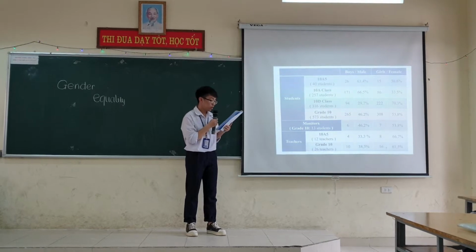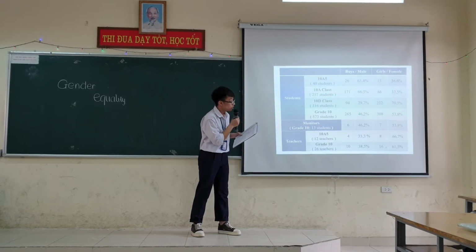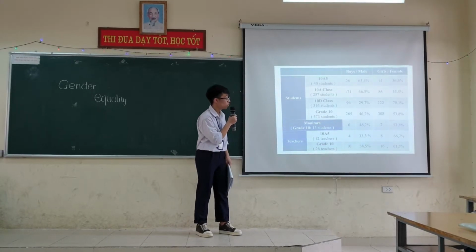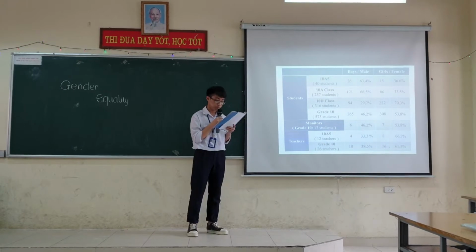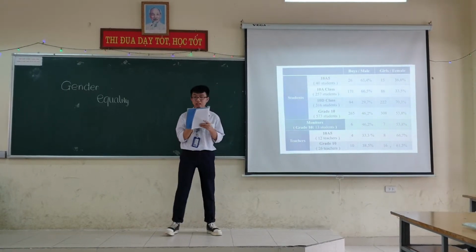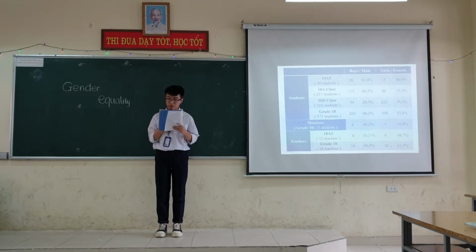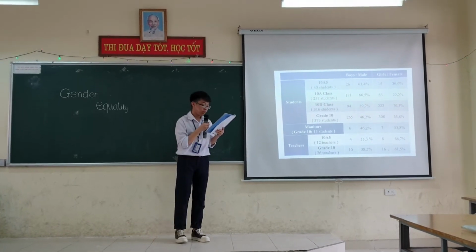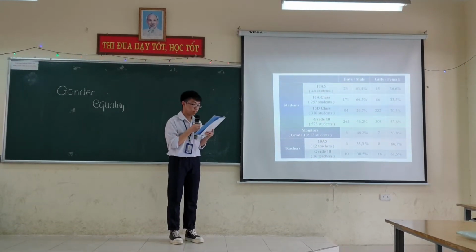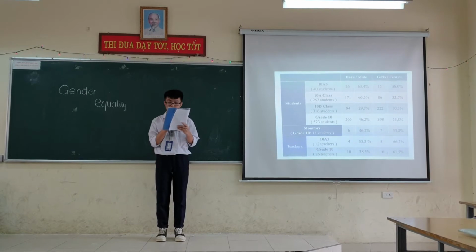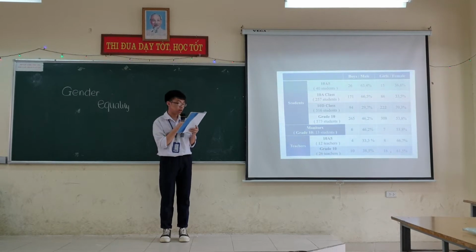In grade 10, the percentage of boys and girls is 46.2% and 53.8%. This is also the ratio of the grade 10 monitor. Next, the total number of teachers in 10A5 is 12. There are 4 male teachers and 8 female teachers in grade 10. 28.5% are male teachers and the rest are female teachers.